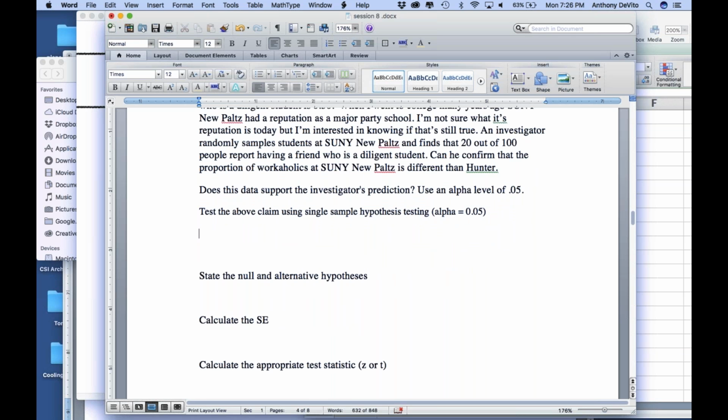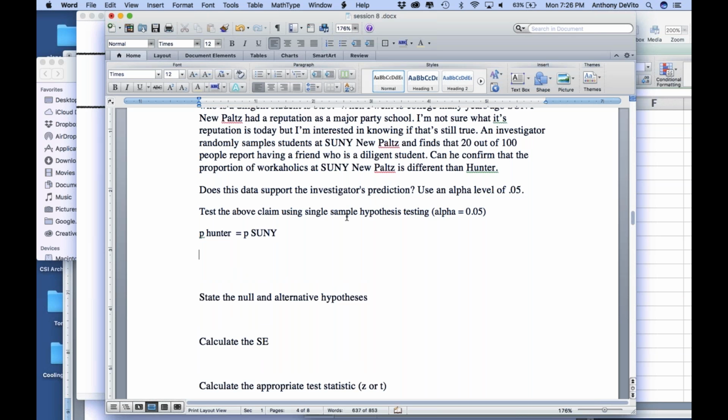Okay, so let's phrase our null and alternative hypothesis. I'm going to start out with our proportion. Notice I'm not using p cap here. P cap represents the sample proportion. In our null hypothesis and alternative hypothesis, we're always describing what we're predicting about the population, not any samples, right? So the proportion of Hunter students who are diligent students is equal to the proportion of SUNY New Paltz students who are diligent students. And my alternative hypothesis is the proportion of Hunter students that are diligent students is not equal to the proportion for SUNY New Paltz students.